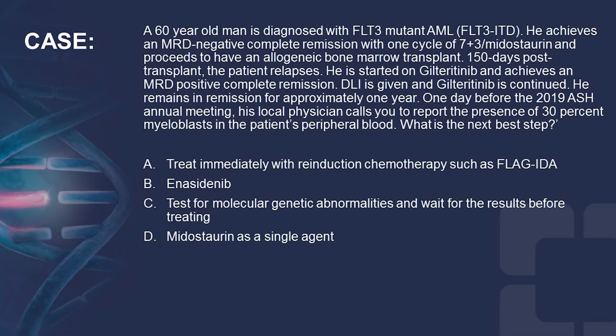So this is a real patient. A 60-year-old man, he's a lawyer in New York City. He was diagnosed with FLT3 mutant AML with a FLT3 ITD. He achieved an MRD negative complete remission with one cycle of 7 and 3 plus midostaurin and proceeded to have an allogeneic bone marrow transplant. 150 days post-transplant, the patient relapses.